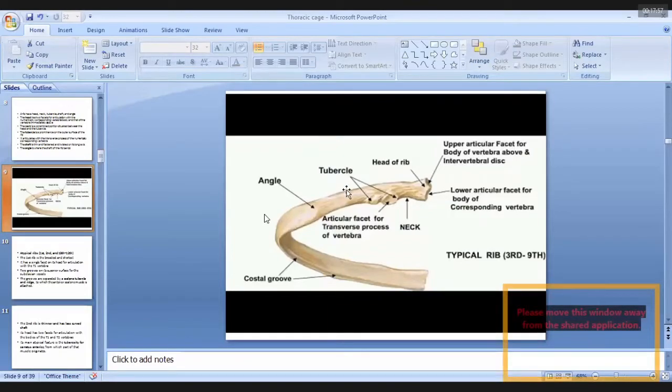The superior border is smoother, and the inferior border contains a groove or depression known as the costal groove, which contains the neurovascular bundle. Typical ribs are from third to ninth. Third to ninth pairs of the ribs are known as the typical ribs. It means the first, second, 10th, 11th, and 12th ribs are the atypical ribs.